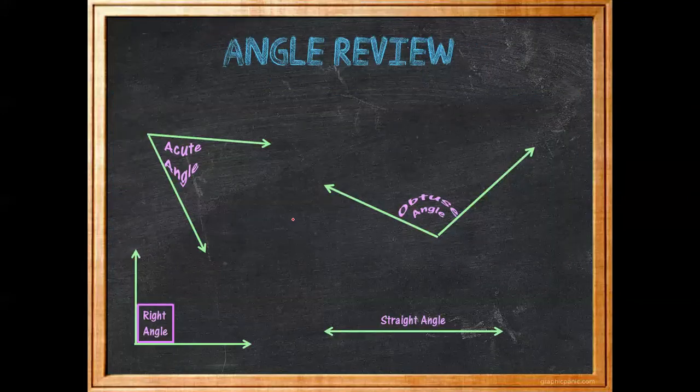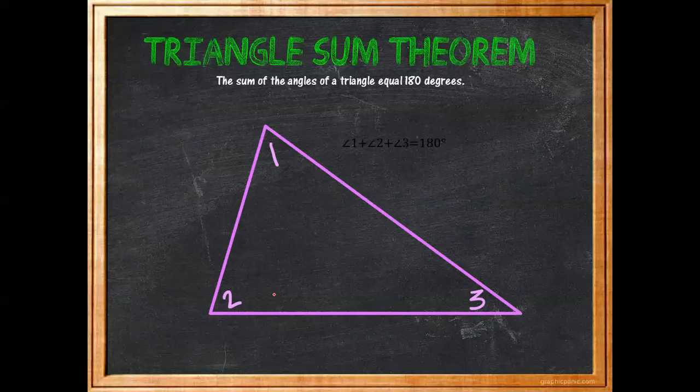Okay, so the first thing that we're going to do is just review a few of the angles that you should already know. An acute angle is anything less than 90 degrees, so it looks like that. An obtuse angle is anything greater than 90 degrees, and it looks like that. A right angle is exactly 90 degrees, and a straight angle is exactly 180 degrees. So those are our four main types of angles that we look at.